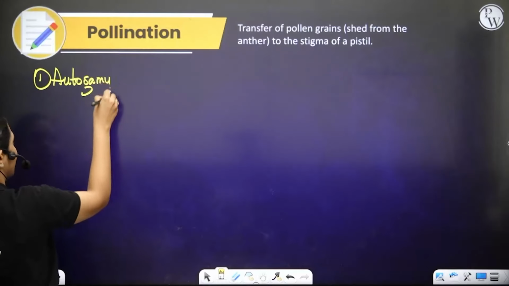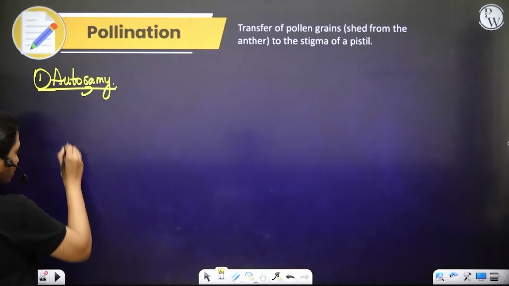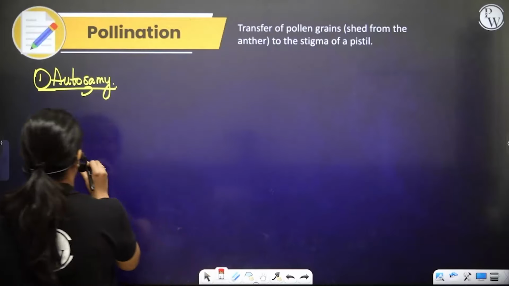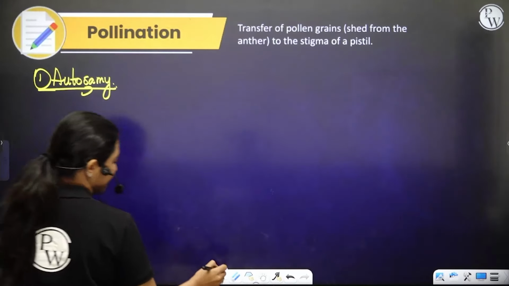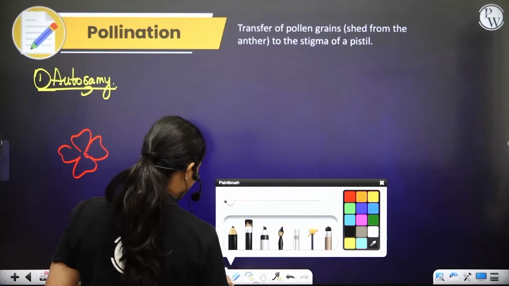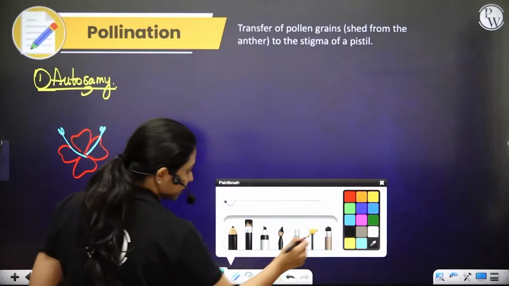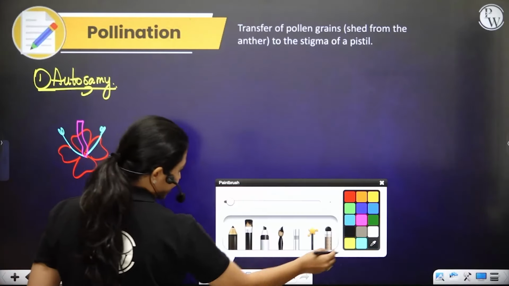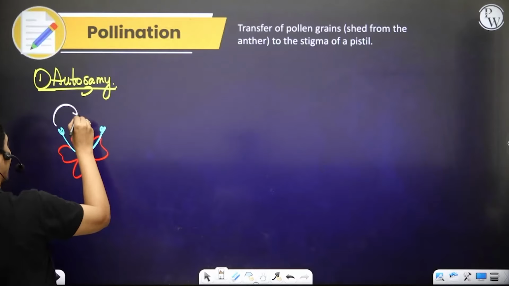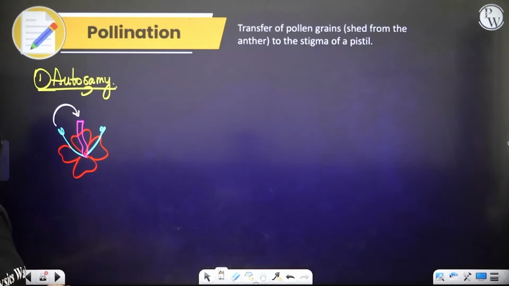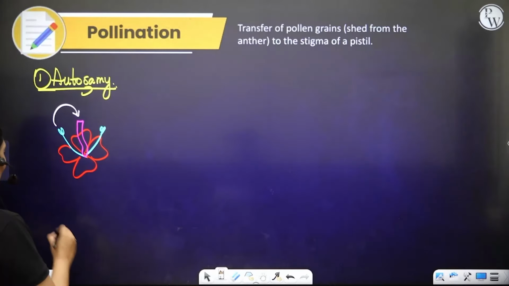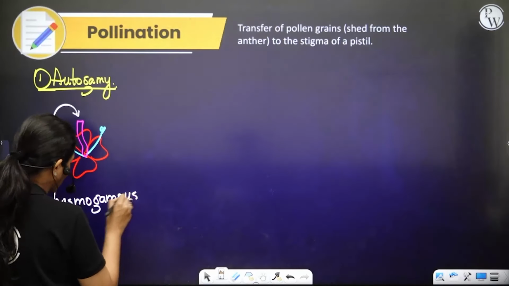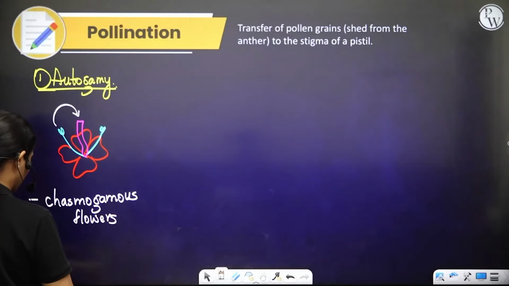So in autogamy, as the name itself indicates, the same flower, if you take this as a plant, let's say this is the flower. In this flower, you have the anther and you have the pistil. The pollen grains from the same flower will deposit on the stigma of the same flower. Such a type of pollination is called autogamy. Now, this can happen either in chasmogamous flowers or in cleistogamous flowers.